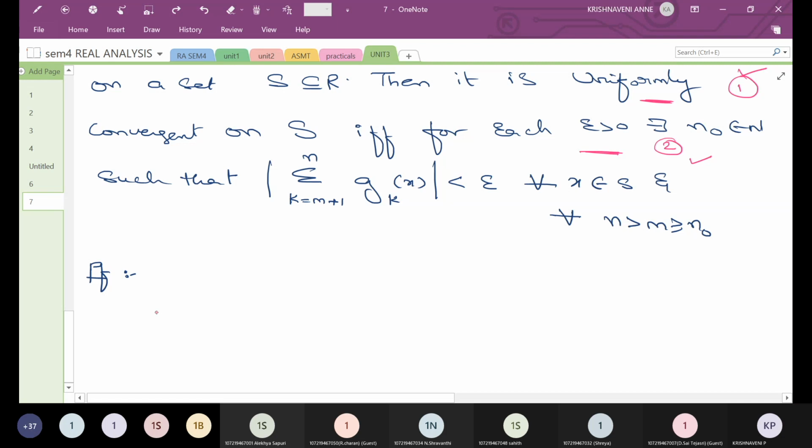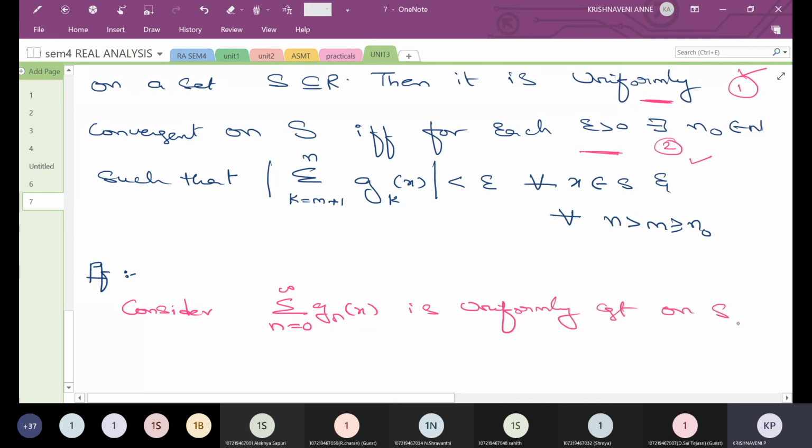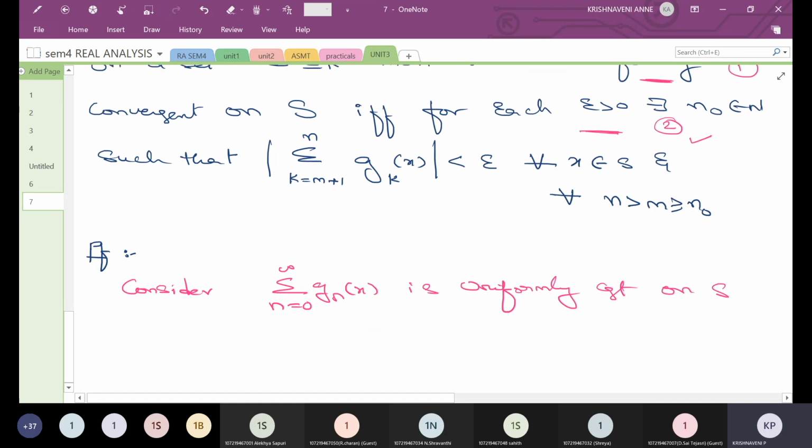Okay, so write down. Consider summation n equal to 0 to infinity gn of x is uniformly convergent on S.